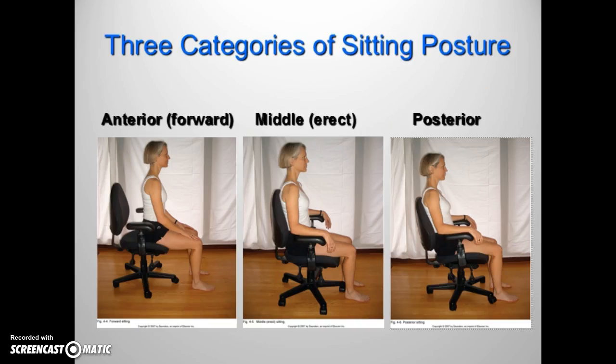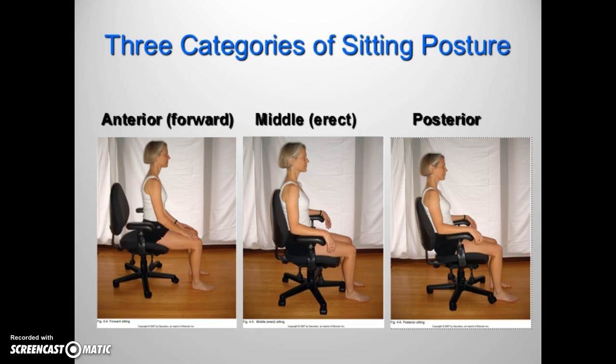Now we're going to talk a little bit about sitting posture. There are 3 categories of sitting posture: anterior, middle, and posterior. First we will look at anterior or forward sitting posture. There can be either anterior rotation of the pelvis or increased kyphosis of the spine. More than 25% of the body weight goes through the feet to the floor. The center of gravity is anterior to the ischial tuberosities.